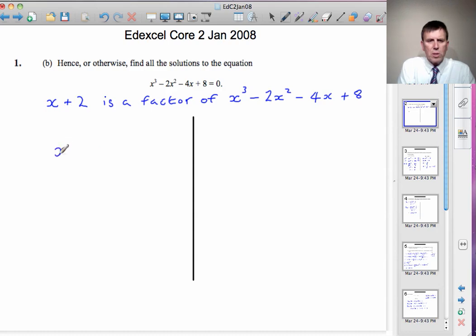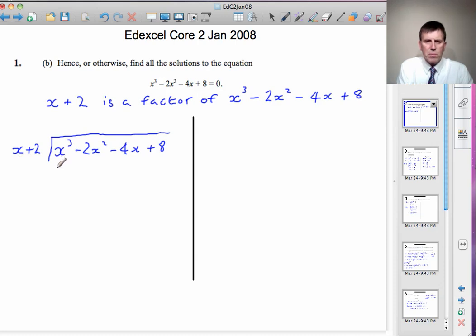So x cubed minus 2x squared minus 4x plus 8 divided by x plus 2. Now what do we multiply x by to get x cubed? Answer, x squared. x squared times x is x cubed, but the x squared will also get multiplied by this plus 2, so we get plus 2x squared. We subtract, the x cubes disappear, minus 2x squared minus plus 2x squared is minus 4x squared. And we bring down the next term.